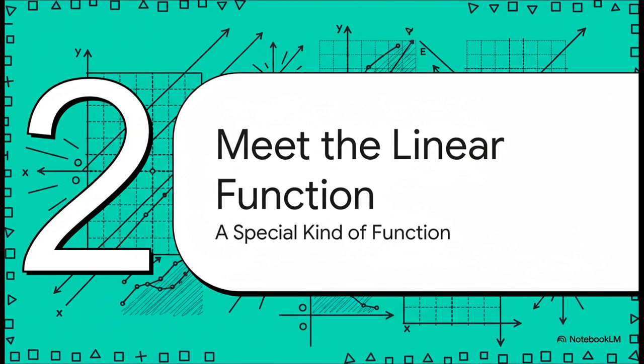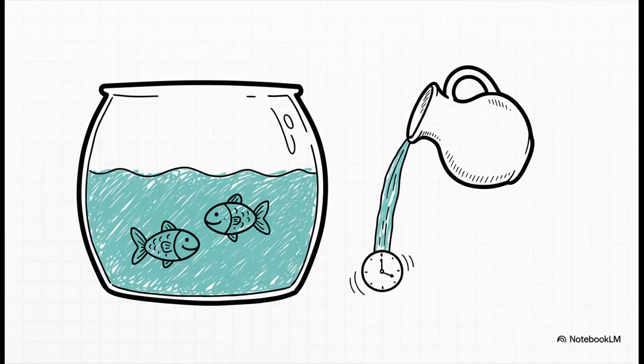So let's move on to our second section and meet a very, very special kind of function. This one is called a linear function, and you are about to see it everywhere. To really get this, let's use a little story. Picture a fish tank, okay? And it's not empty, it already has 10 liters of water inside. That's our starting point. Now, you turn on the hose, and every single minute you add exactly 2 more liters.